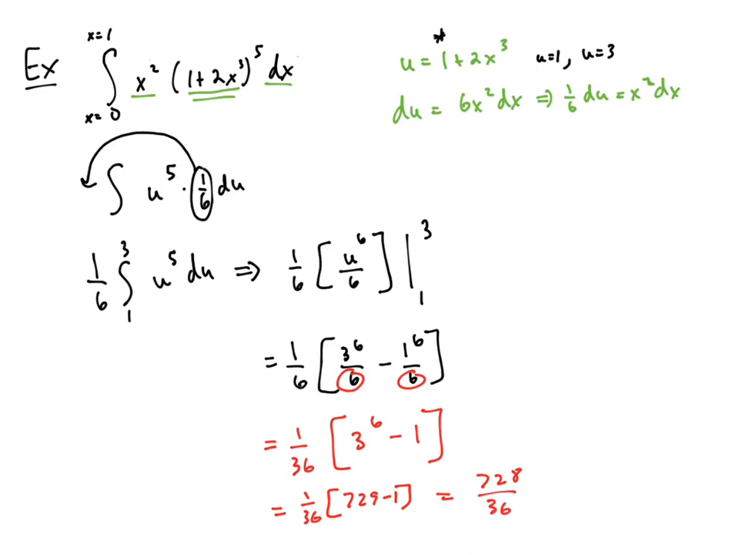And we could reduce that fraction. Let's see, divide them both by 2. Going to get 364 divided by 18. Divide by 2 again, I get 182 over 9. And I think that's it. So 182 over 9 there, the value of that definite integral.